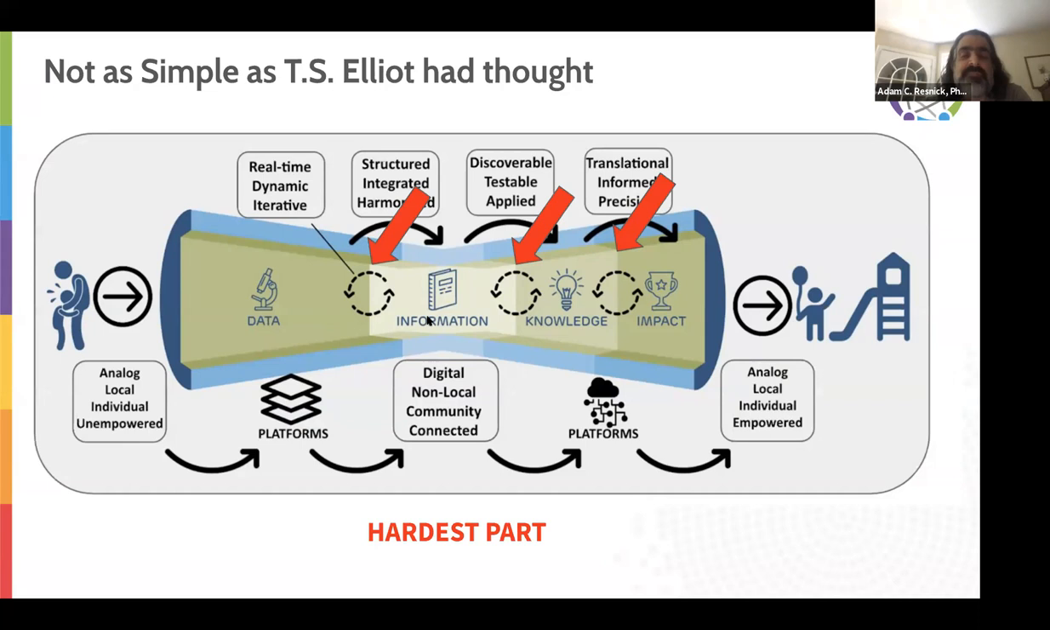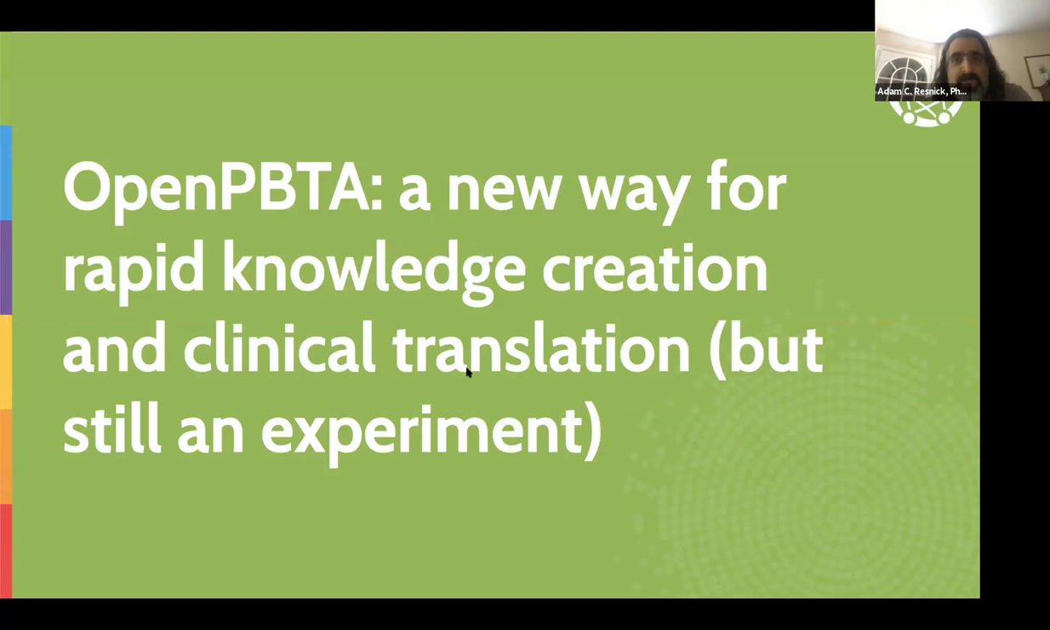And so it's really a digital and non-local community, connected through platforms and performing the actual knowledge creation together, that will optimally drive change in the time variable of interest. And this is supported by platforms that integrate across these efforts, but also a community-based approach to knowledge creation. And so OpenPBTA is an experiment, but really it's a new way for rapid knowledge creation to take that information context and drive iterative knowledge that can be a starting point for expanding the network of those who actually intersect with that knowledge. So you don't have to be a brain tumor scientist or a pediatric brain tumor scientist to intersect with that knowledge, because knowledge spills over across different domains and disease contexts.